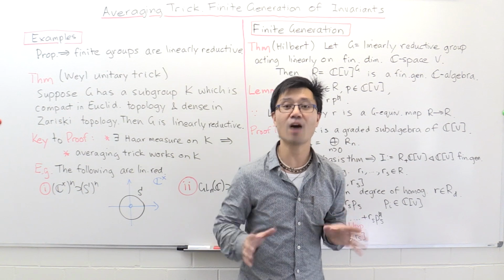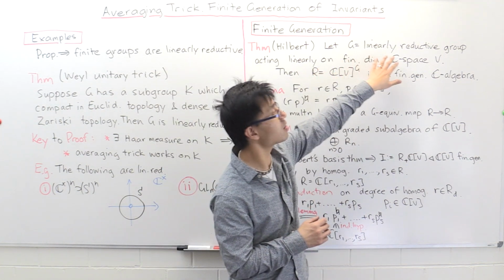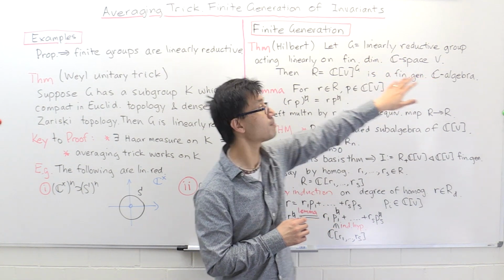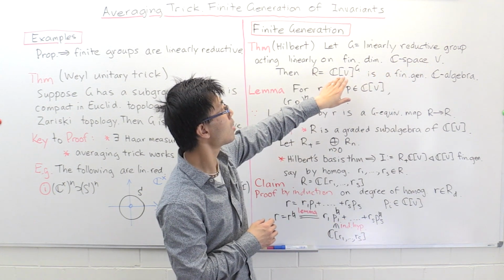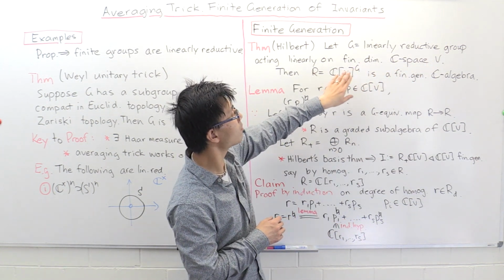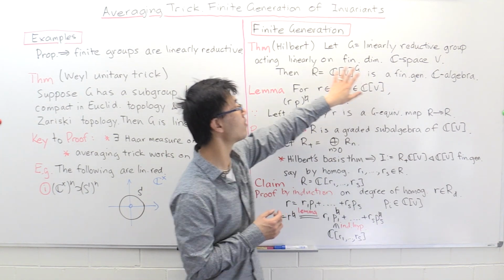Okay, so I can now show you using the Reynolds operator how that works. So it's linearly reductive, so there is a Reynolds operator. Okay, there's a Reynolds operator on V, and also all the symmetric powers of V, so actually on the whole of C[V] as well. Okay, so you have a Reynolds operator there.